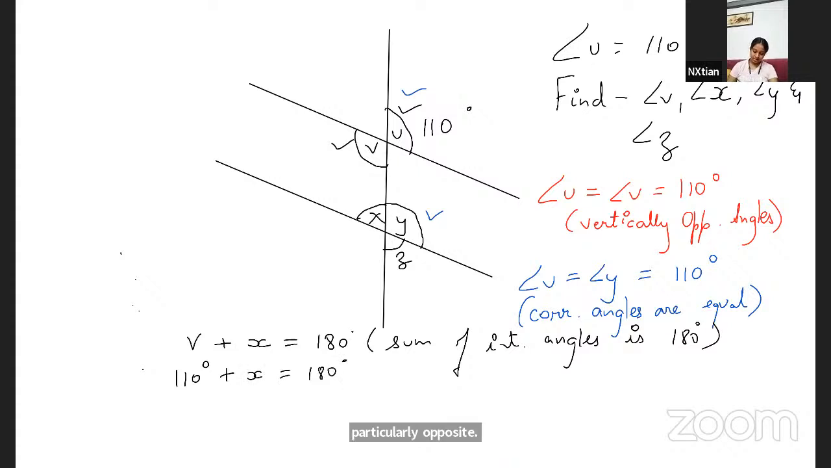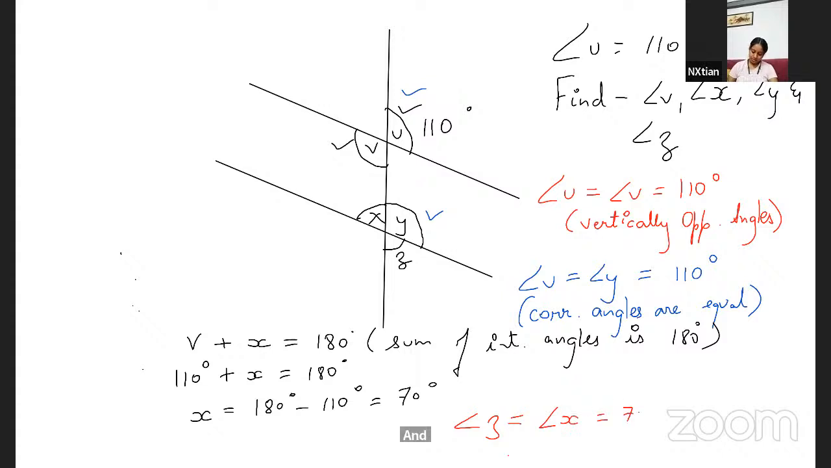Yes, that is right. 180 degrees minus 110 degrees, that is 70 degrees. And the last one is angle z. Edric, what will z be? 70, ma'am. Yes. So angle z is equal to angle x, which is 70 degrees, because they are vertically opposite.